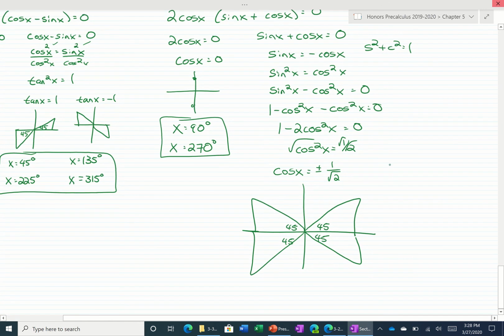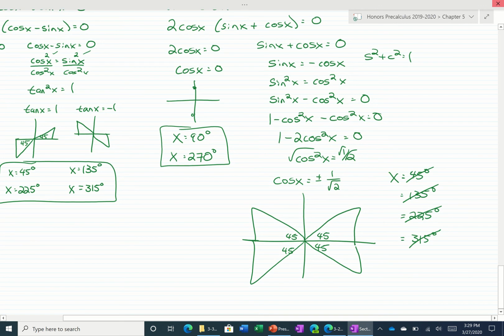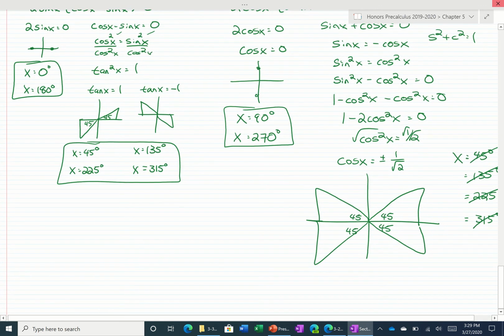So we would get as our answer, x would be 45 degrees, 135, which we already have, 225, which we already have on the left, and 315, which we already have. And actually, we already have 45 too. So that just gives us duplicate answers. These would be the 8 answers we should be getting.